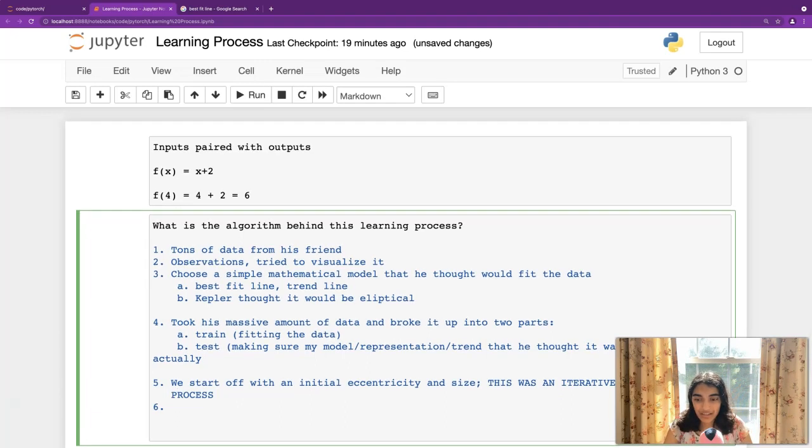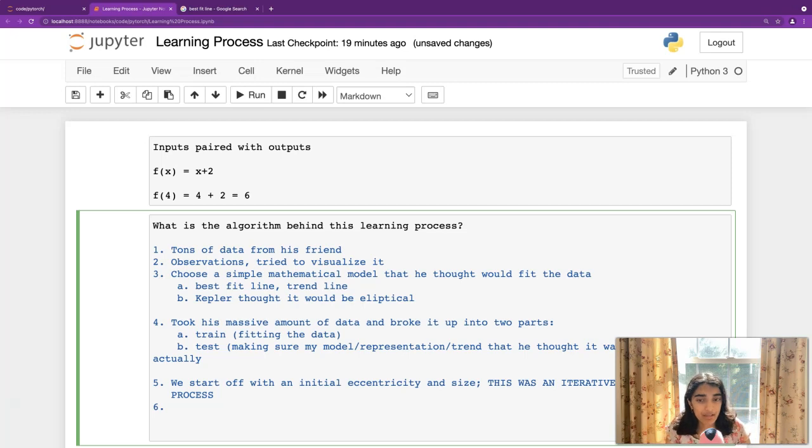Well, if you're familiar with iterations in a loop, you keep going and going until a condition is met, or until however many times you want it to go. So you loop through it, but each time you loop through it, you're going there for a purpose, right? The purpose that we're looping through this is to get better, to make these different values, the eccentricity and the size, perfect, okay?